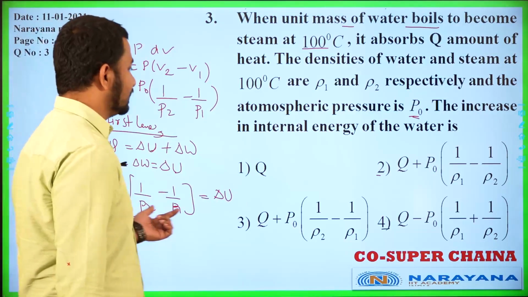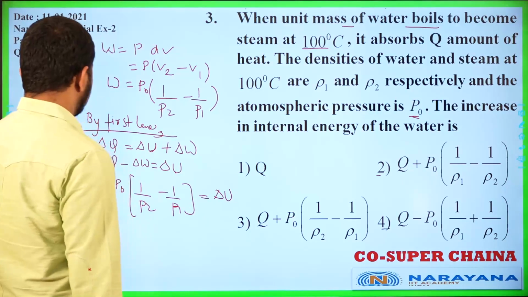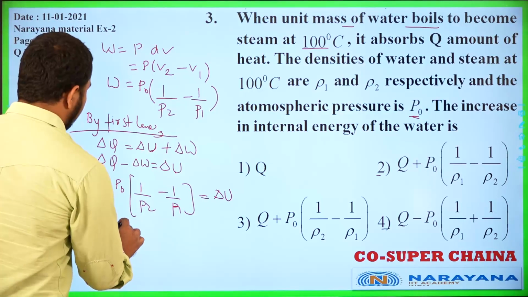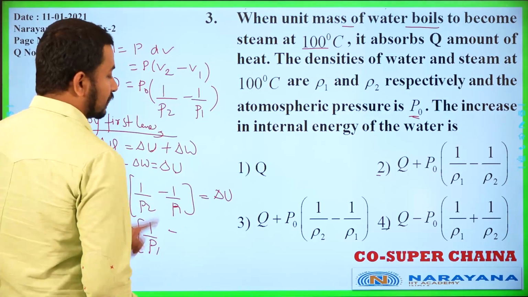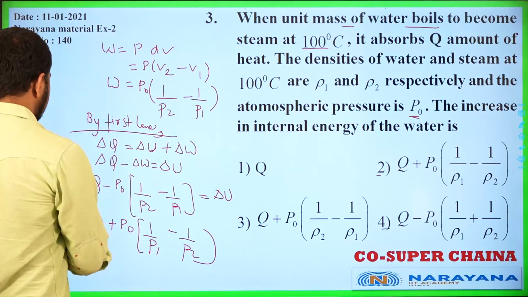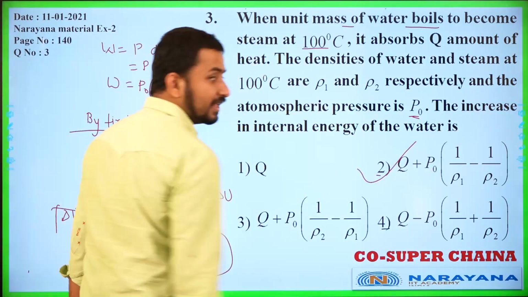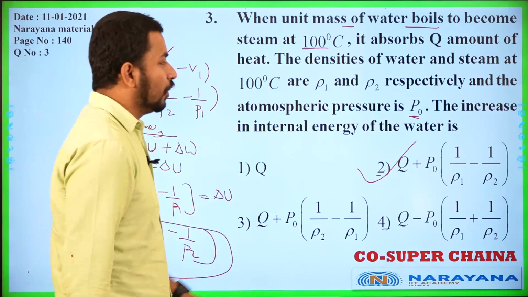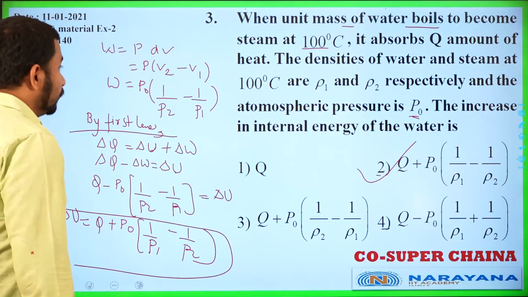Now if you rearrange this, what are you getting? Q, this minus and minus will be plus. So we can write Q plus P naught times (1 by rho 1 minus 1 by rho 2). And what option will come from this? The option which will be coming is option 2, and that will be the answer of this question. Be careful on the options part. Options are pretty close here. Okay, so let's move to the next one.